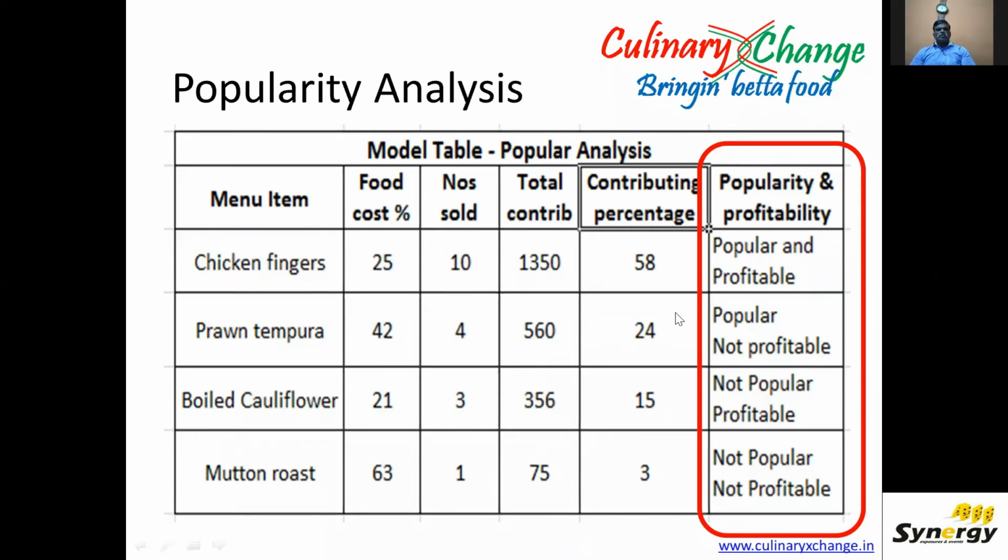Next, you will see boiled cauliflower. It sold only 15%. It contributed only 15%. So it is not a very popular item. So we call it not popular. Is it profitable? Yes, it is profitable because the food cost is only 21%, where our budgeted food cost is 40%. Next, we will see the mutton roast. Mutton roast has contributed only 3% towards the profitability, and it has a food cost of 63%. That means it is not popular and not profitable.